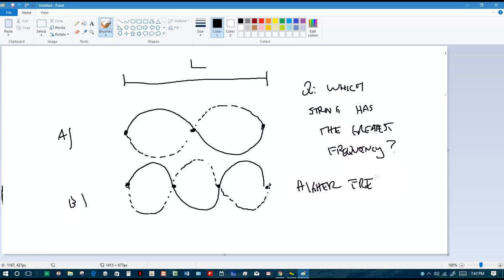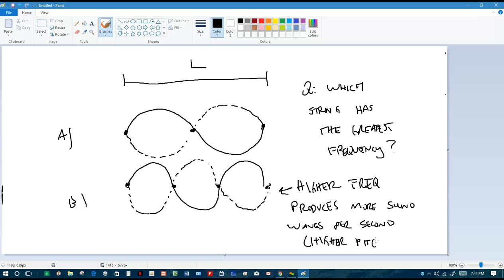And therefore this string produces more sound waves per second, and it would therefore be higher pitched. Does that make sense?